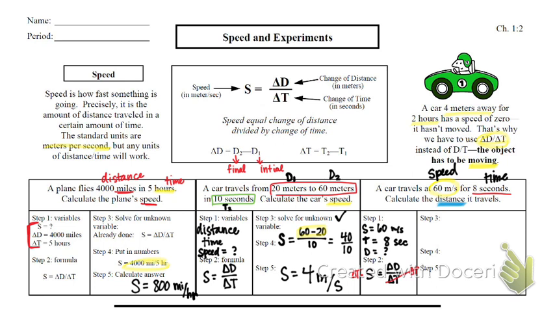So then for step 3 up here, delta D is by itself. What's the other side look like? S times delta T. All right. Now we plug in. We don't know what distance is. Speed was our 60 meters per second times time was 8 seconds.